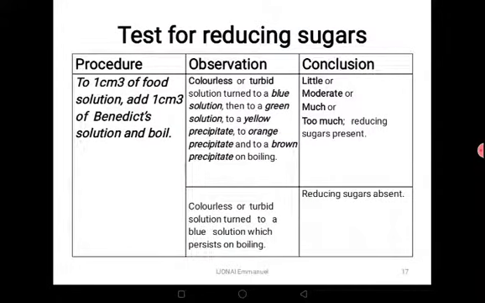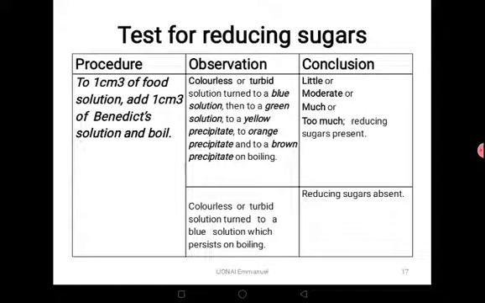So this is what the procedure, the observations and conclusions would look like in case you went to the laboratory. The procedure is as follows. These are the steps you follow. To 1 cubic centimeter of a food solution that you don't know, maybe X, maybe A, as you may be given, you add 1 cubic centimeter of Benedict solution and boil. So it's very simple now.